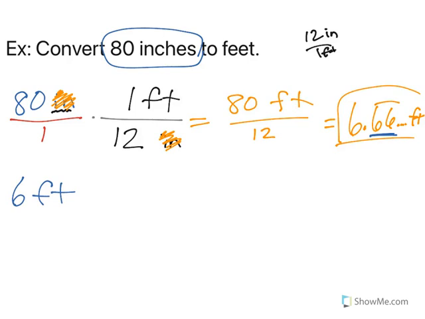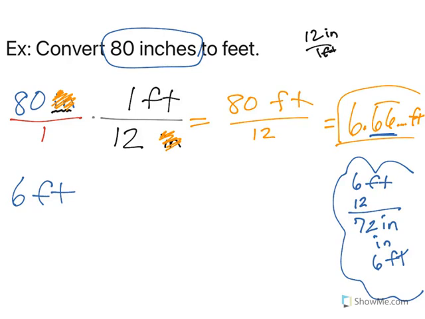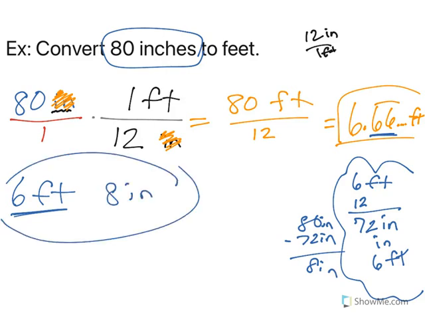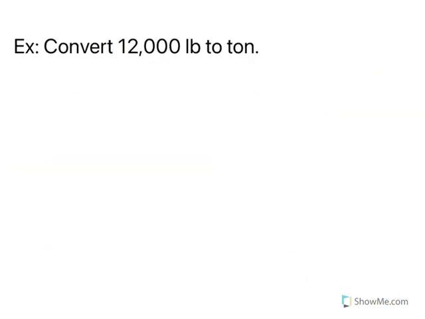So let's think about this. If I have 6 feet and there are 12 inches in 1 foot, that means there are 72 inches in 6 feet, right? This is like my little thought bubble over here. So if I started with 80 inches and I took out 72 of them because they're represented with the 6 feet, then I have 8 inches left over. So this would be 6 feet, 8 inches as an answer in 2 parts. So you can either write it as a decimal and round, or you can write it as an exact feet and inches. Let's do another one.